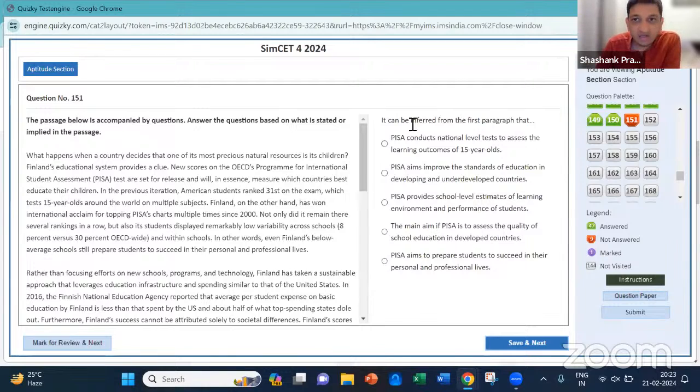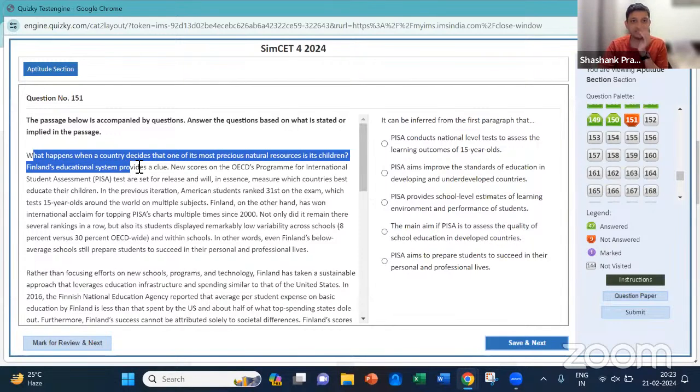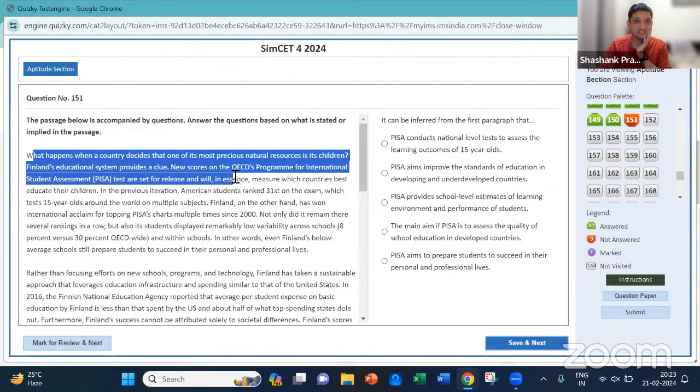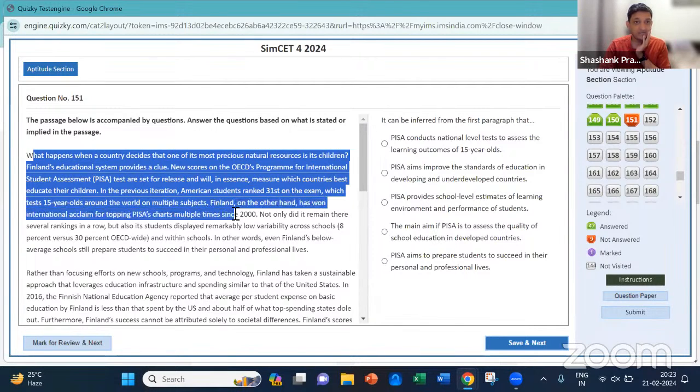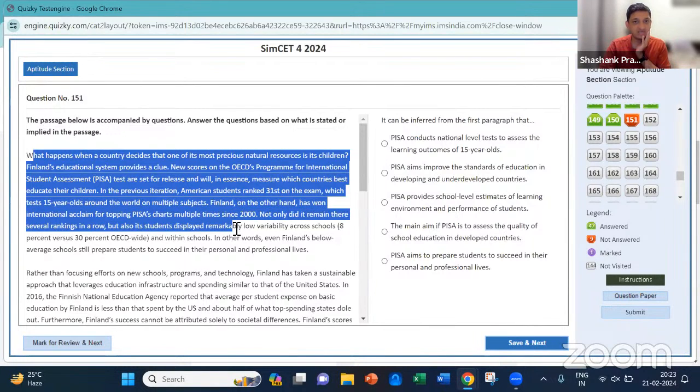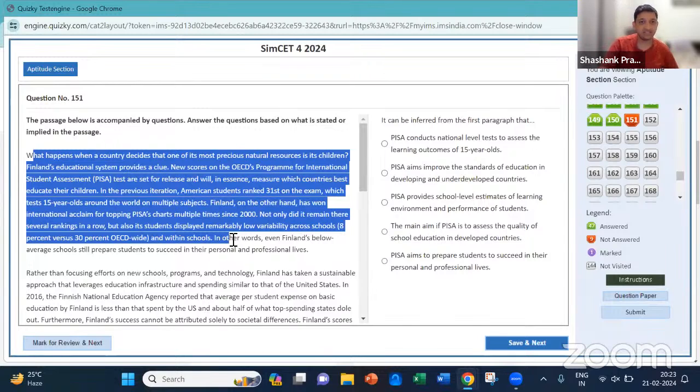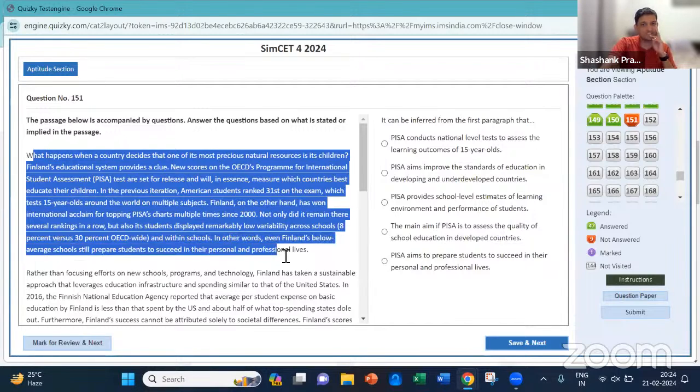Let's see. Okay. First paragraph, what do we infer? All right. So what happens when a country decides that one of its most precious natural resources is children? Finland's education system provides a clue. New scores on the OECD's Program for International Student Assessment (PISA) test are set for release. Measure which countries best educate their children. American students ranked 31st. 15-year-olds. Finland has won international acclaim for topping PISA's charts multiple times since 2000. Not only did it remain there several rankings in a row, but also its students displayed remarkably low variability across schools. ठीक है. Finland's below average schools still prepare students to succeed.